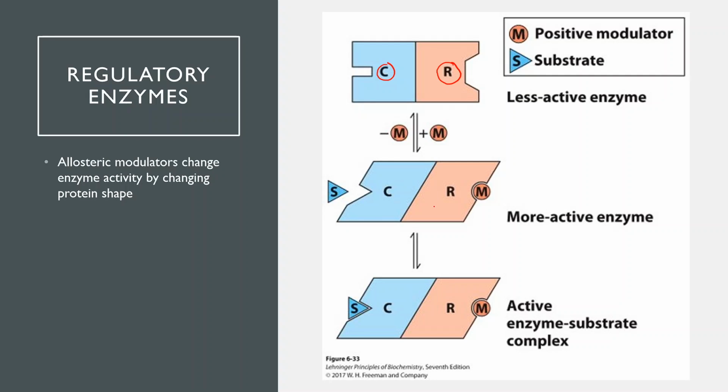Now, the point here is the modulator can act as a signal, essentially, to turn on the enzyme. So the modulator perhaps could be a product of some other enzyme. And so the first enzyme that produces the modulator could then turn on the second enzyme by producing the modulator and increasing its activity. Again, it's just a way of regulating enzymatic activity.